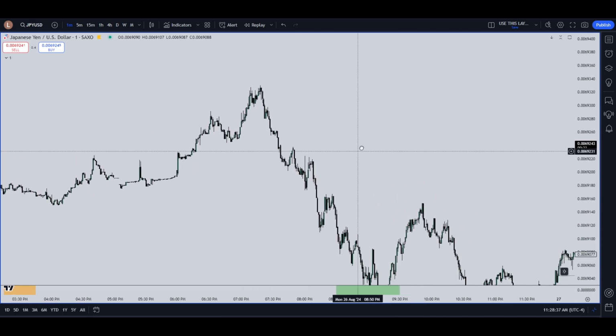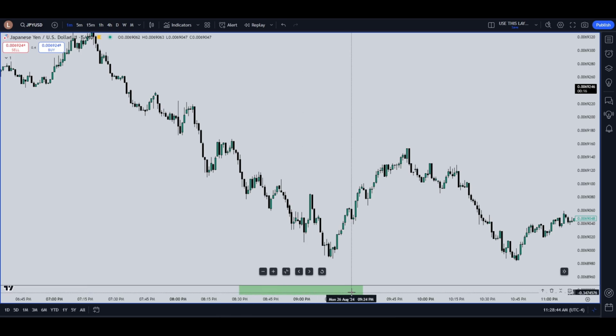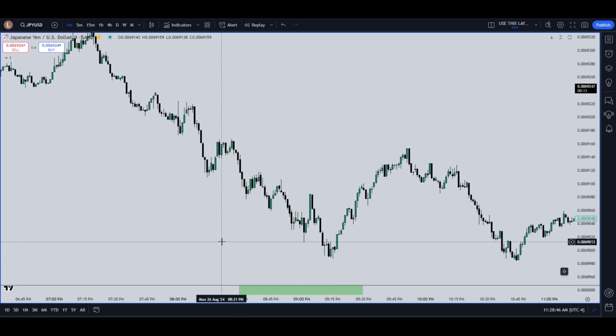Now, looking at the yen, really the only time you're going to be looking to get in on trades, like I said before, is 8:30 to 9:30. And you might be asking, why do I choose this?